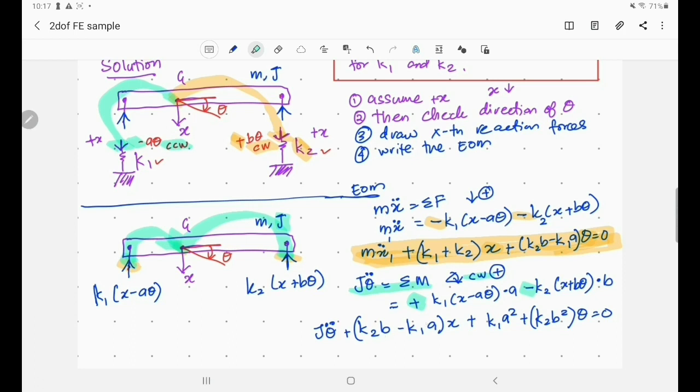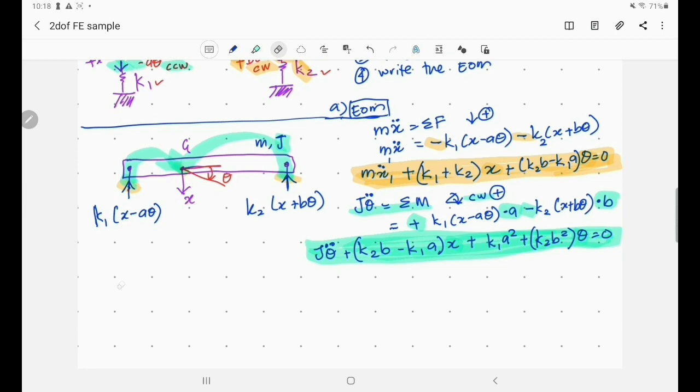Then you rearrange the terms. Take note that when you write for moment, you have to multiply by the distance, A and B, because moment equals force times distance. So make sure you don't forget to multiply by your distance here. When we rearrange in terms of x and theta as such, we have everything now. These two equations we can write in terms of matrices.